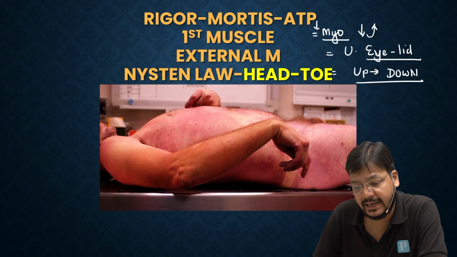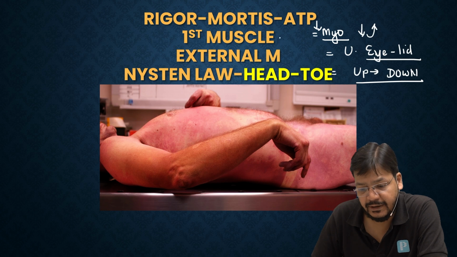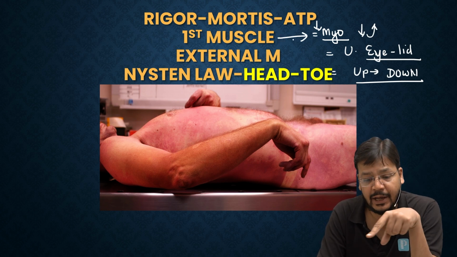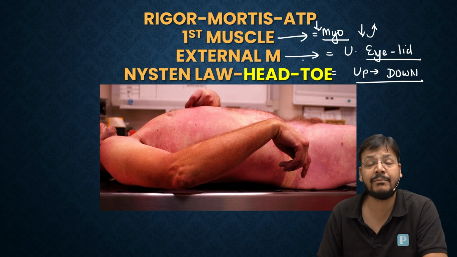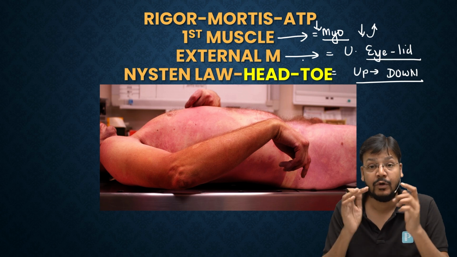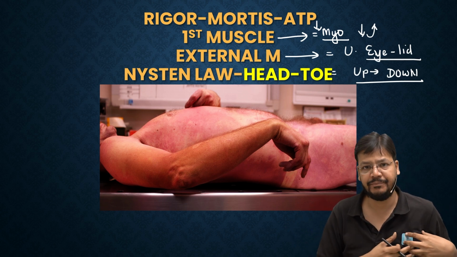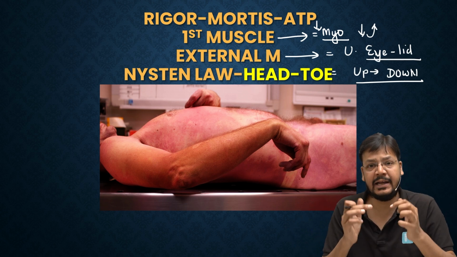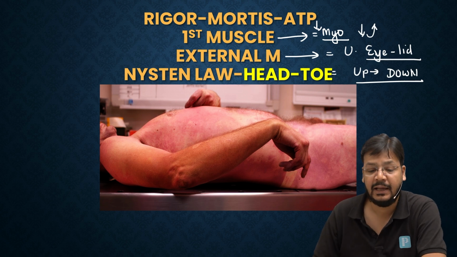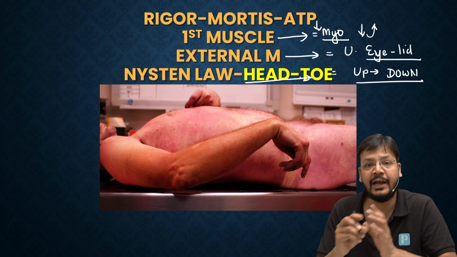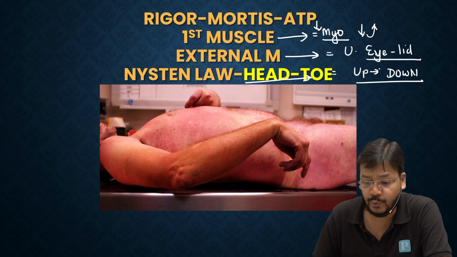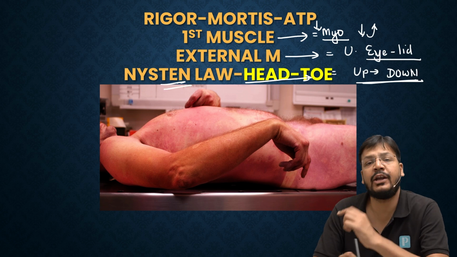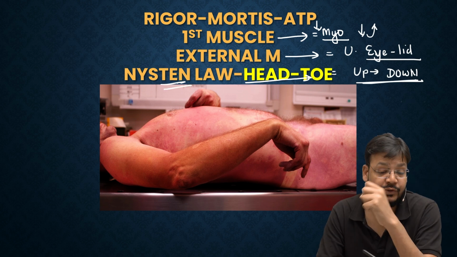Rigor mortis: the mechanism is ATP depletion. The first muscle of rigor mortis is the myocardium. The first external muscle is the upper eyelid. Rigor mortis starts from the head and goes toward the toe, from up to down. This is Nysten's law.